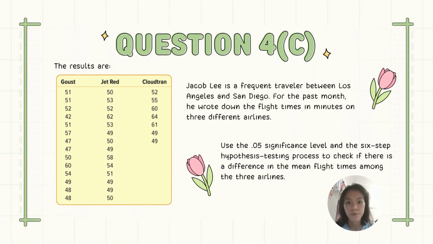This is the question for 4C, and from this question we know there are 3 treatments, and it's given that the significance level is equal to 0.05. We want to check if there is any difference in the mean flight times among the 3 airlines.